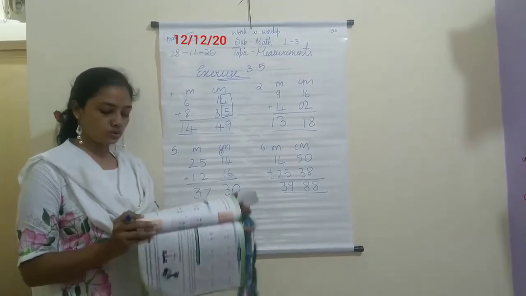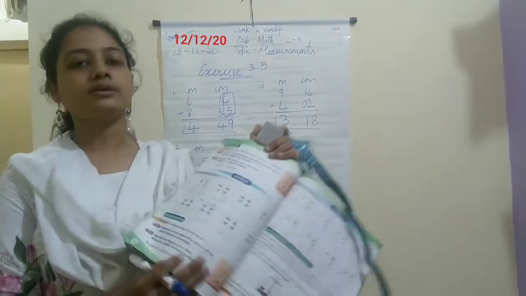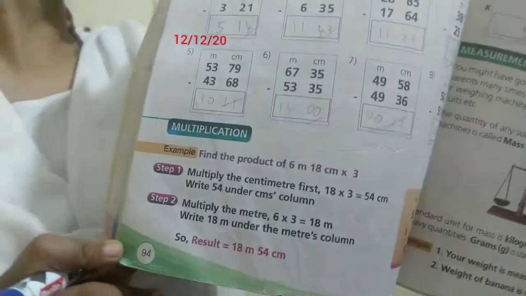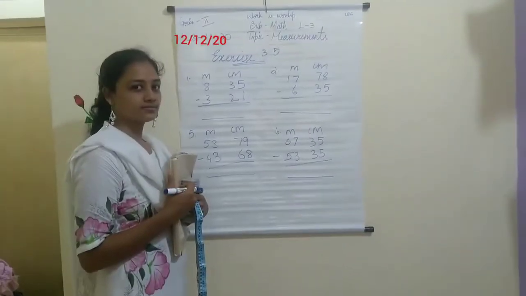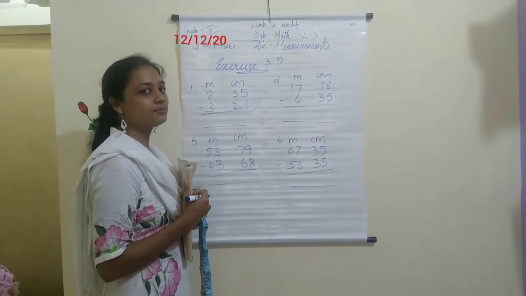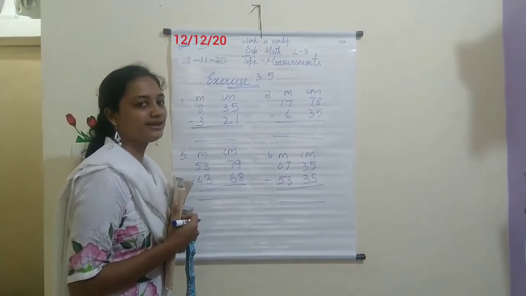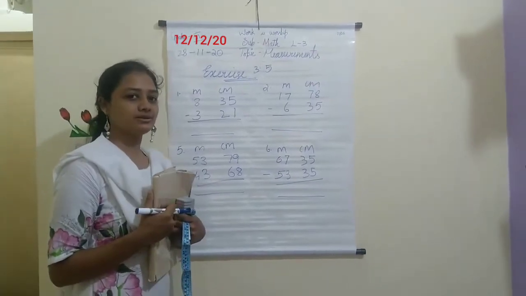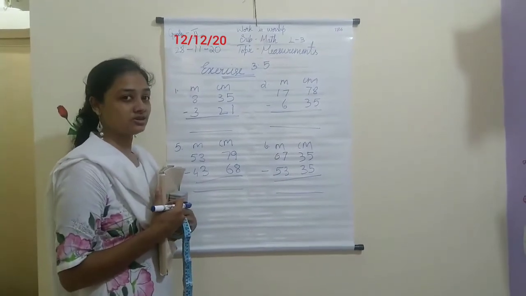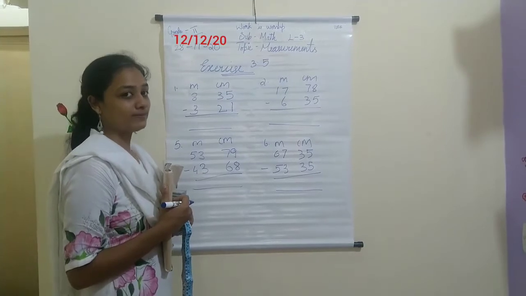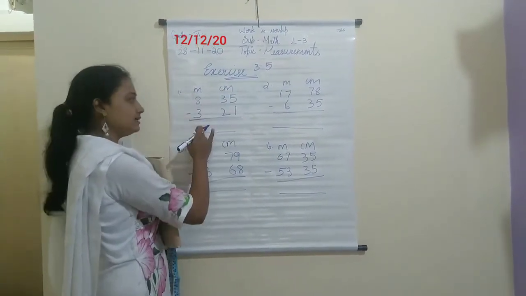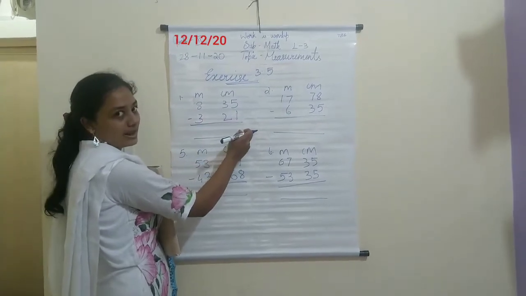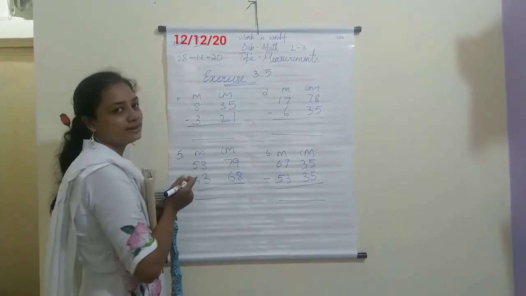So all of you will go to your next page, number 94, exercise 3.6. So now let's subtract the numbers in meters and centimeters. Just how you did addition, similarly we'll do subtraction also. So meters in meter side, centimeters in centimeter side. We will start from centimeters.